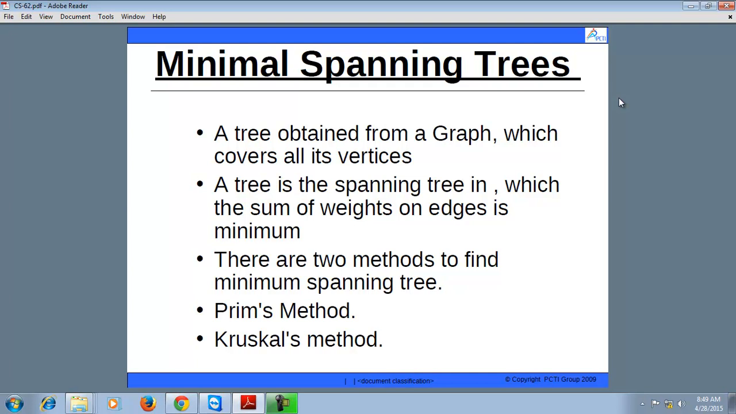Means आप जितना भी आप एजेस सिलेक्ट करेंगे उन सबका टोटल वेट है वो मिनिमम होना चाहिए. There are 2 methods to find minimum spanning tree, that is Prim's and Kruskal method.